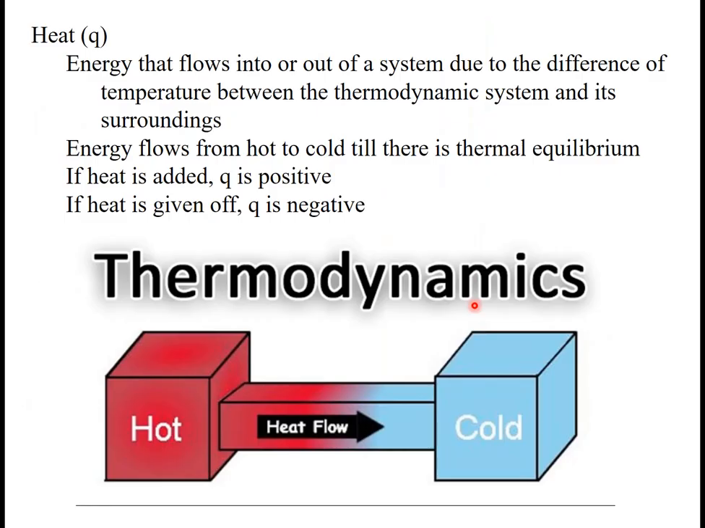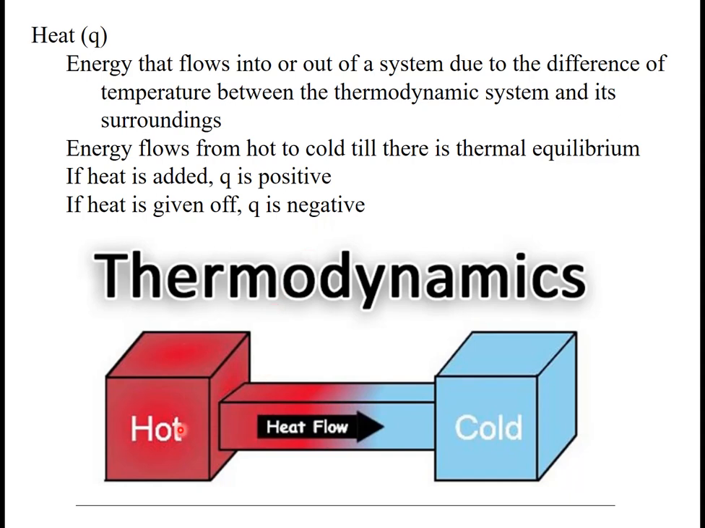Heat is energy that flows in and out due to temperature. A lot of times temperature and heat are confused for each other. Temperature is a measurement. Heat is a unit of energy. Heat always flows from hot to cold until it's equal temperature, thermal equilibrium. If heat is added, Q is positive. If heat is given off, Q is negative.